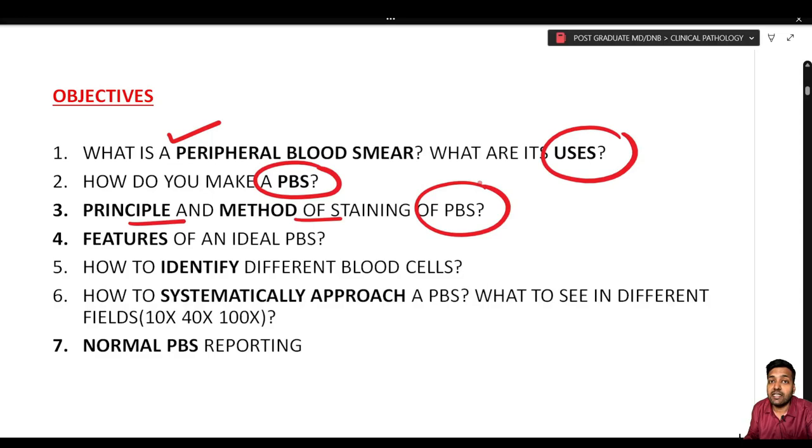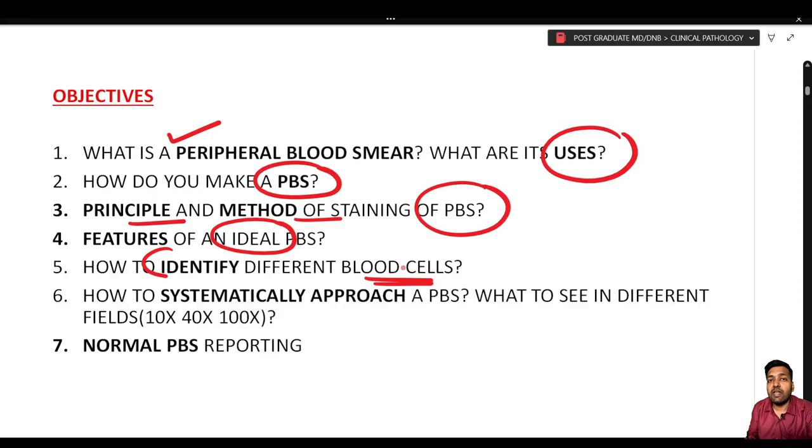Normally we are using the Romanovsky stains. So we are going to read what the Romanovsky stains are and why they are used for the peripheral blood smear. What are the features of an ideal peripheral blood smear, how to identify the different blood cells that you see in the peripheral blood smear, and how to have a systematic approach to a PBS.